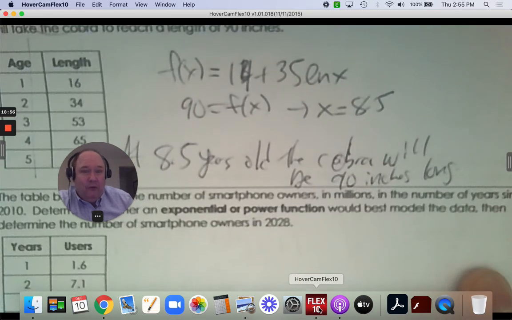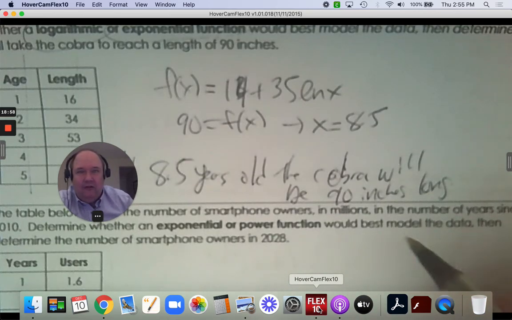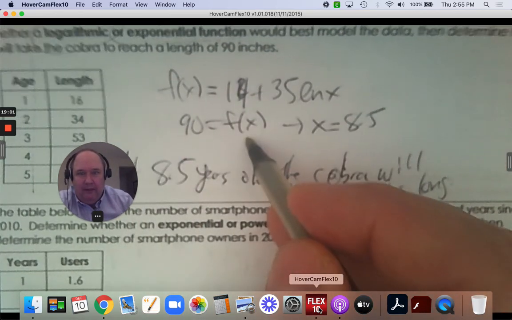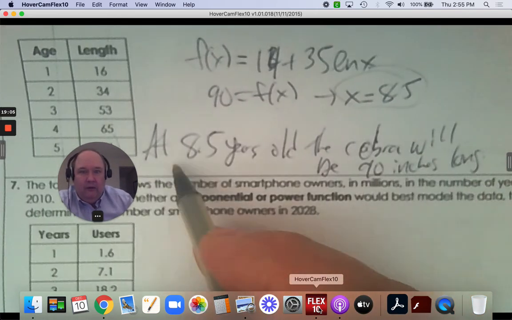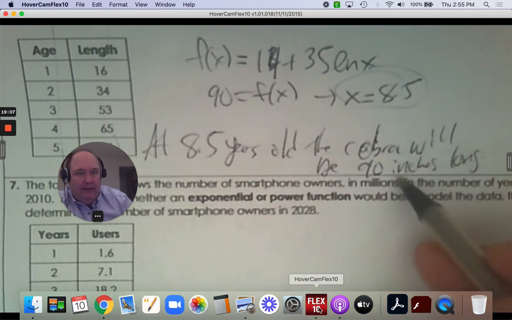So 8.5 years old, the cobra will be 90 inches long. So you have your function. We made the function equal to 90. We solved it at about 8.5. So at 8.5 years old, the cobra will be 90 inches long.